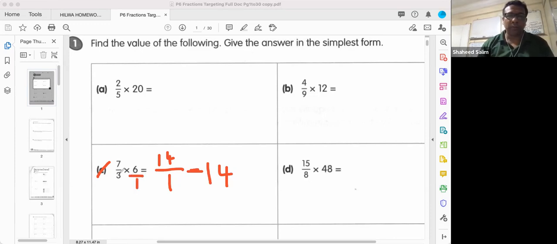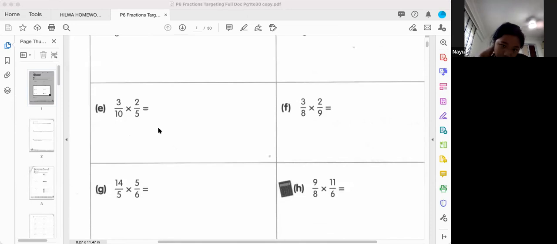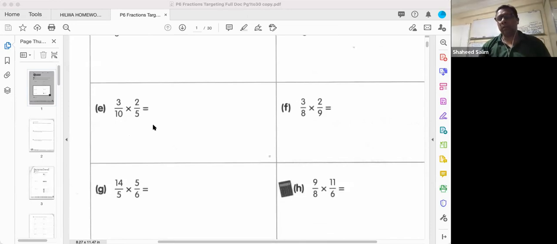You divide this by 3, you get 1. You divide this by 3, you get 2. 7 times 2, 14. Okay? You try another one now. Try question number E.